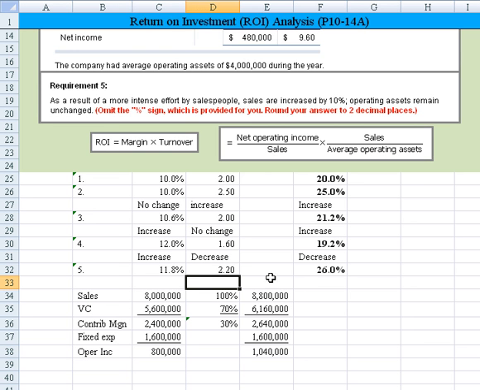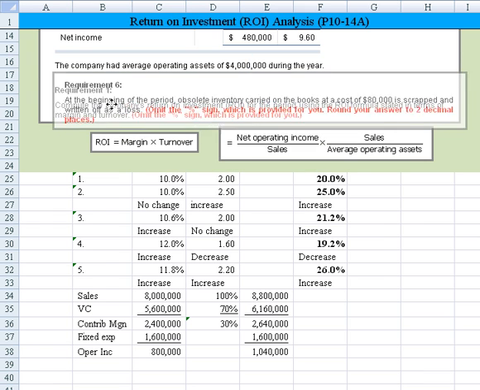So what we see in number 5 is we wind up with, comparing to base case number 1, an increase in margin, an increase in turnover, and as a result, a return on investment has an increase. That takes care of number 5. All right, we'll move number 5 off, and we'll bring in requirement 6.